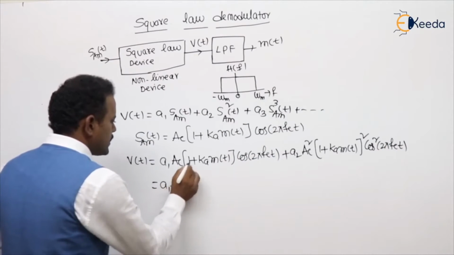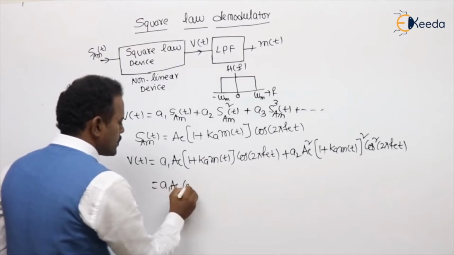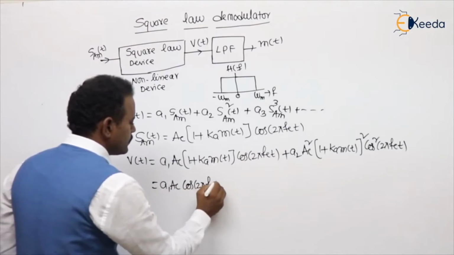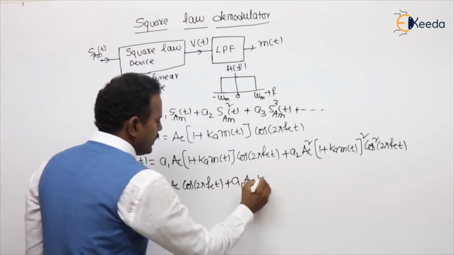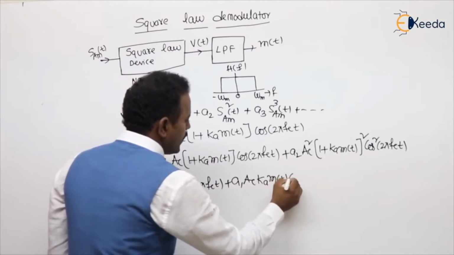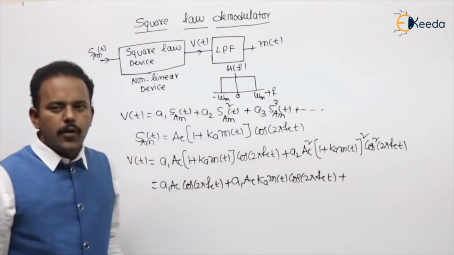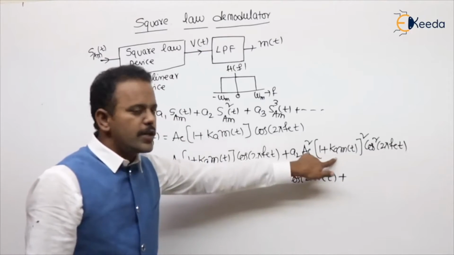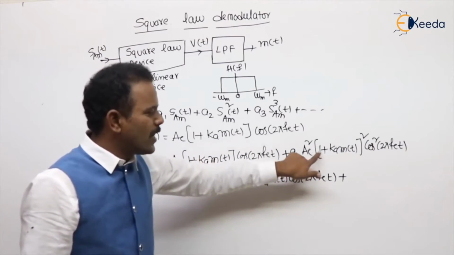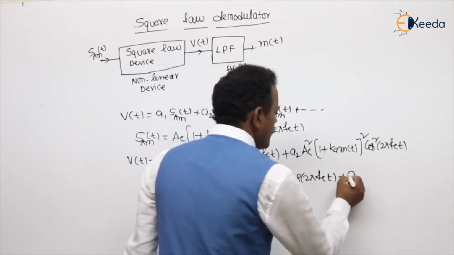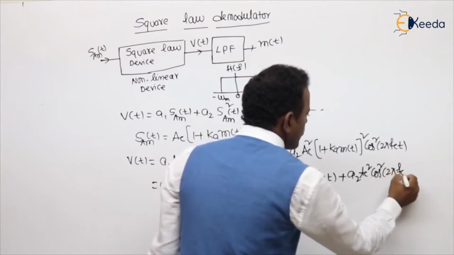Then A1 into Ac into 1 gives A1 Ac cos 2 pi fc t. Plus A1 Ac common, Ka into m of t into cos 2 pi fc t. Plus, now if you observe this one, it is the (a plus b) whole square formula. In the (a plus b) whole square formula, what is the first term? a square, that means 1 square is 1. So A2 Ac square into cos square 2 pi fc t.